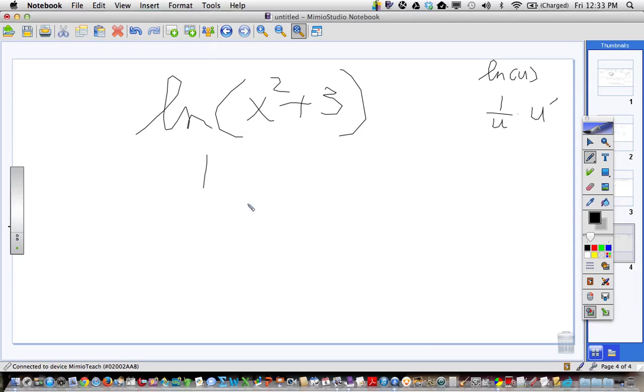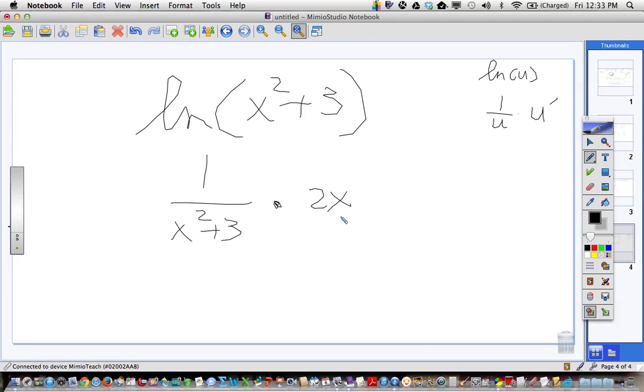So when I do this, I do 1 over x squared plus 3. When I write the x squared plus 3 there, that's the part where I'm leaving the inside alone. Okay? And then times the derivative of the inside, which is that. I think that was throwing a few people off here.